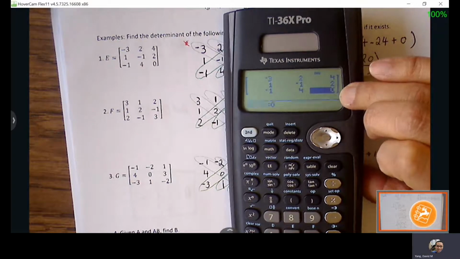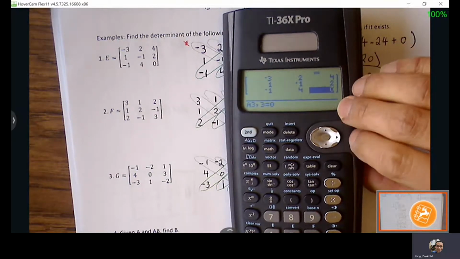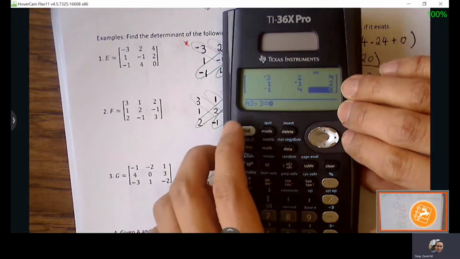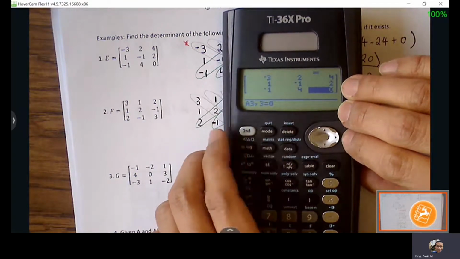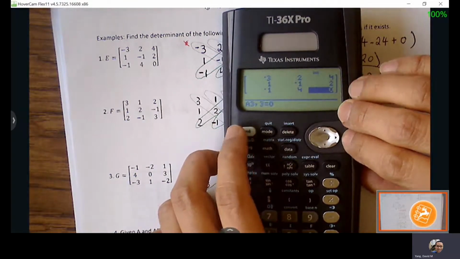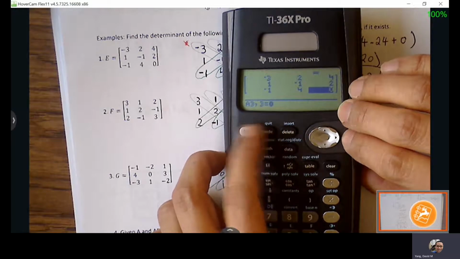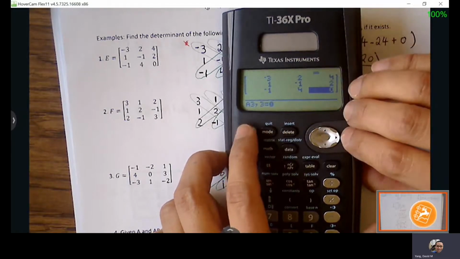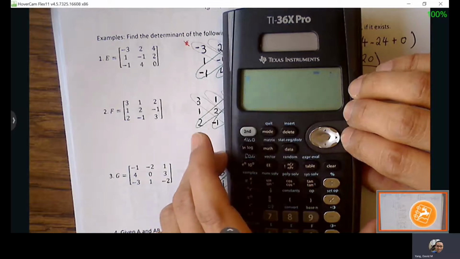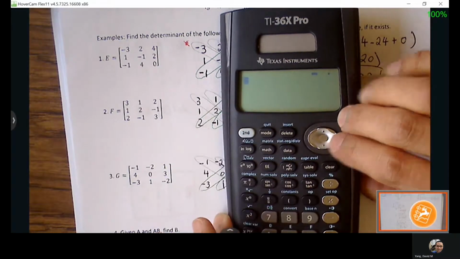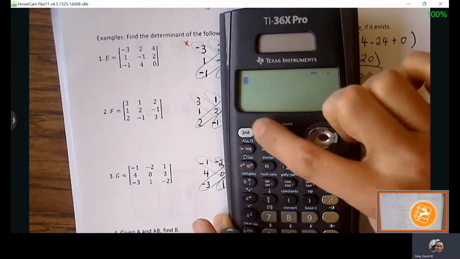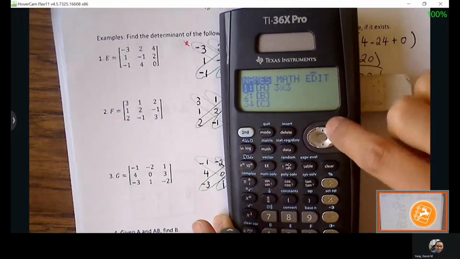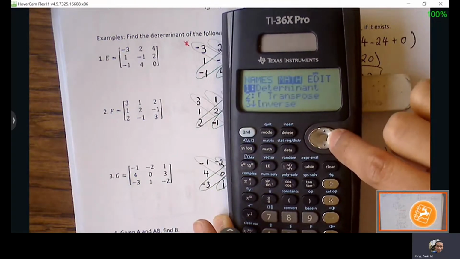Hit enter. And then once you can't go any further, you're going to go back to your home screen. So do second mode, and that'll take you back to your blank home screen. Second mode, you see that quit button? That'll take you to your home screen. Okay, so now let's enter back into matrix again. So do second matrix. And now we're going to call the determinant feature.